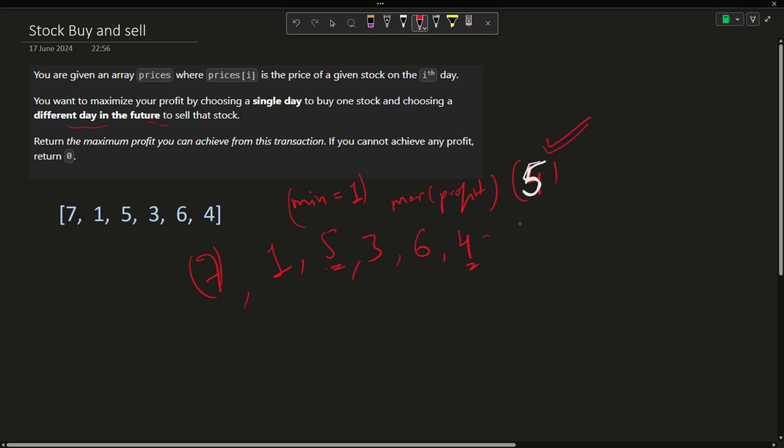And in case we cannot achieve any profit, we need to return 0. So let's assume a condition in which we cannot make any profit. So it can only be the condition when it is in the descending order, like 7, 5, 6, 4, 3.